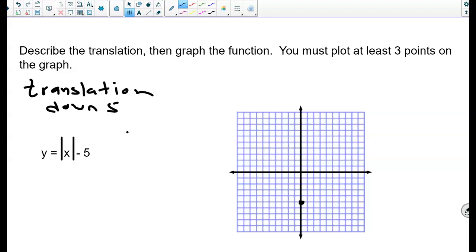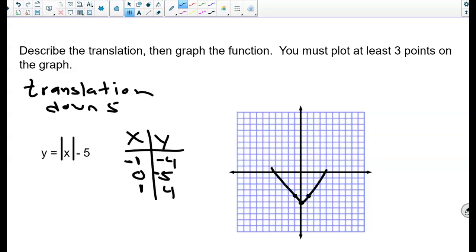They want 3 points. Start with your vertex, 0, negative 5. I'm going to count up by 1 and down by 1. So negative 1 and 1. The absolute value of negative 1 is 1. 1 minus 5 is negative 4. The absolute value of 1 is 1. 1 minus 5 is negative 4. So 1, negative 4, negative 1, negative 4. And there's your graph.